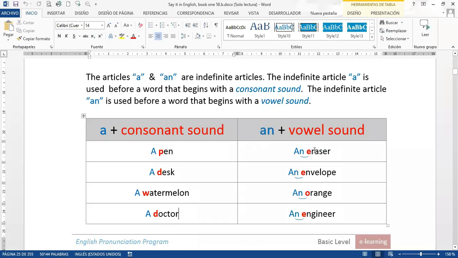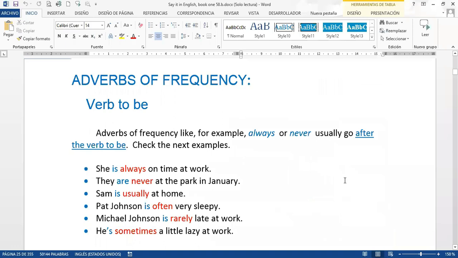When the word that we use starts with a vowel sound, for example, eraser, envelope, orange, or engineer, these words start with a vowel sound. Okay, so we need to use an. We don't use a. We use an, because an is used when the word starts with a vowel sound. Example, listen and repeat: an eraser, an envelope, an orange, an engineer.